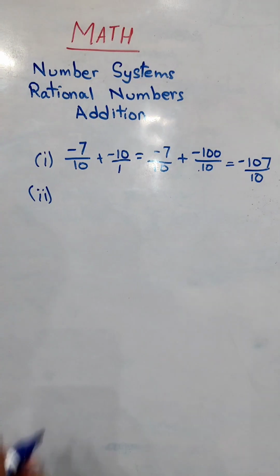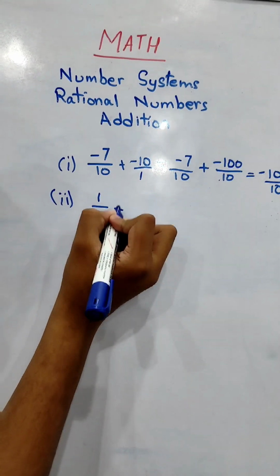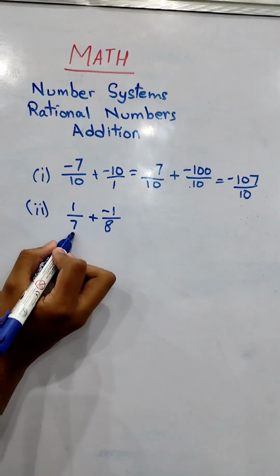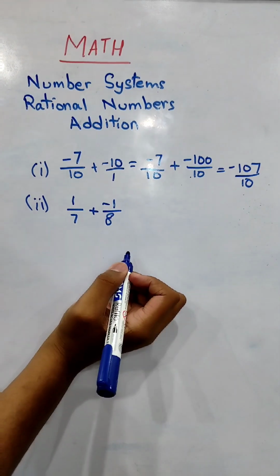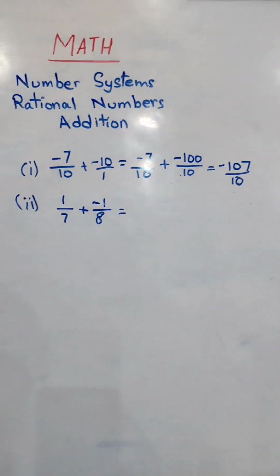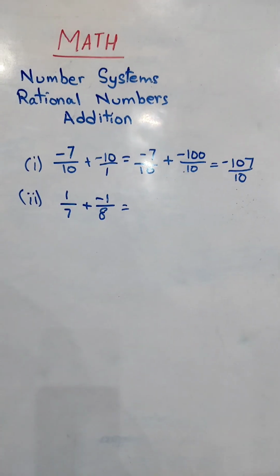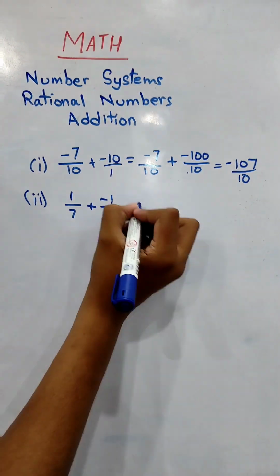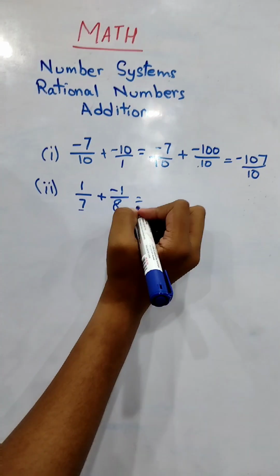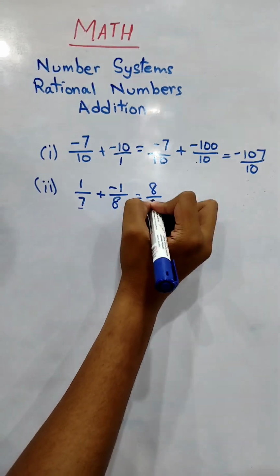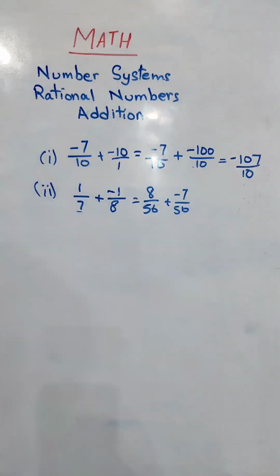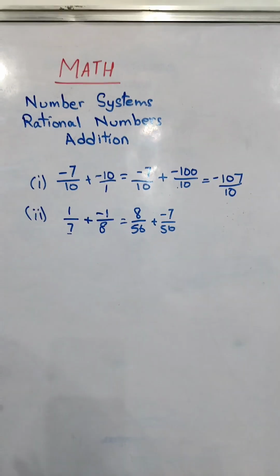For the second example, we'll be taking 1 by 7 plus -1 by 8. It looks like a simple equation, but as you can see, it's 7 and 8 in the denominator, which doesn't make them like fractions. Therefore, all we have to do is multiply, as they both are co-primes, because the only common factor between them is 1. So all we can do is multiply 7 times 8 and 8 times 7. So this will become 8 by 56 plus -7 by 56. You can see that the signs are opposite.